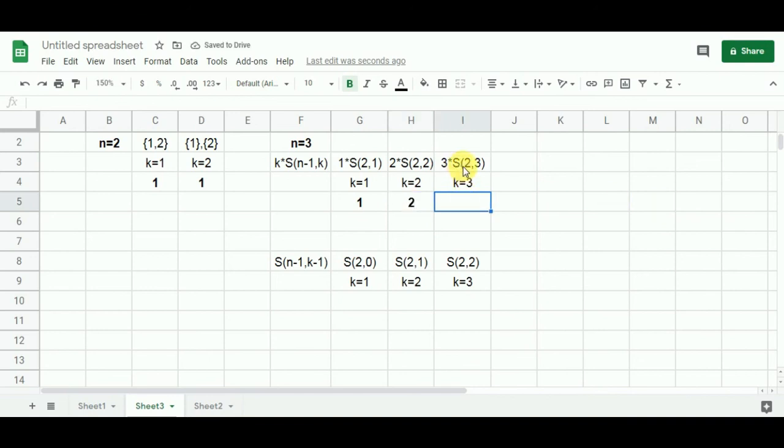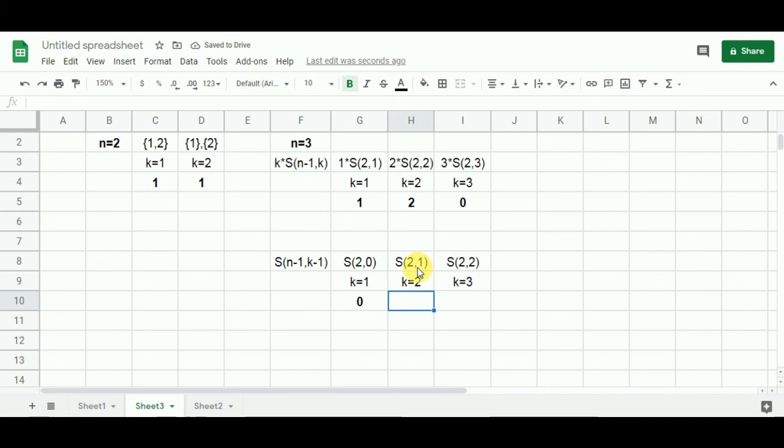Now the value of s2 comma 3 is going to be 0, because we cannot partition a set of two integers into three partitions. That is not possible. So whenever k is greater than n, then the answer is going to come out as 0. So I'm going to put 0 over here. Moving on to this cell, what is s2 comma 0 going to mean? So we cannot partition a set of two integers into 0 partitions. That is not possible. So the value over here is going to come out as 0.